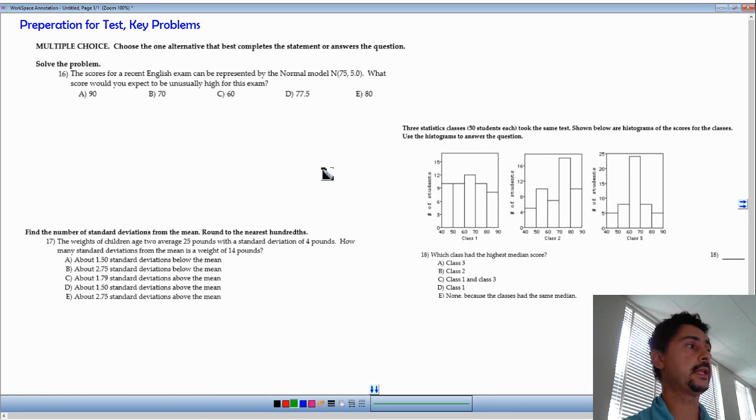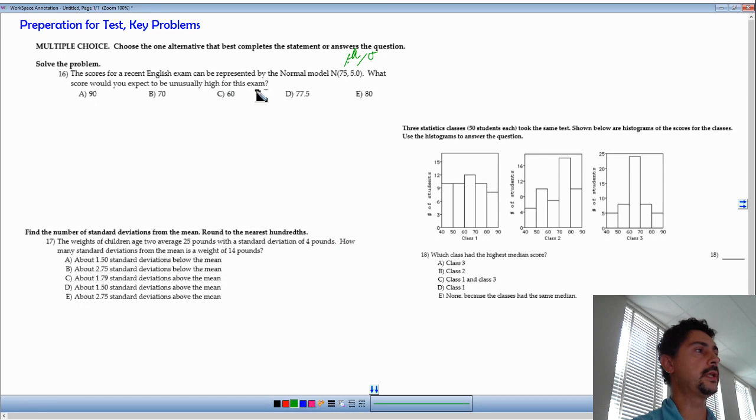But the problems I've got here are problems 16, 17, and 18. Those are really kind of good problems to look at. All right, so the first one says the scores for a recent English exam can be represented by a normal model, N for normal, 75. That stands for the mean. And then 5.0 is the standard deviation.